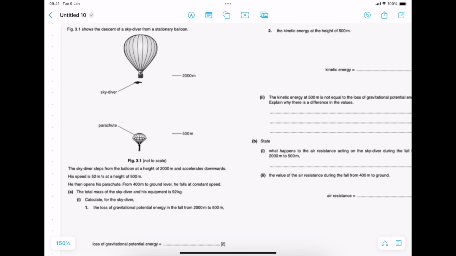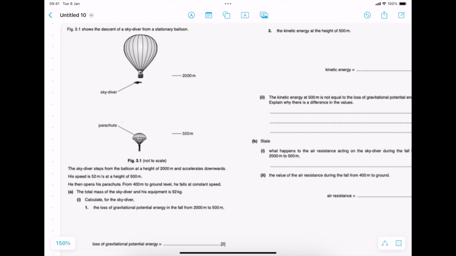Figure 3.1 shows the descent of a skydiver from a stationary balloon. We can see that the balloon is 2,000 meters above where the parachute has been marked, 500 meters below it. So that's not necessarily ground level, but that's just during the flight of motion. The skydiver steps from the balloon at a height of 2,000 meters and accelerates downwards.